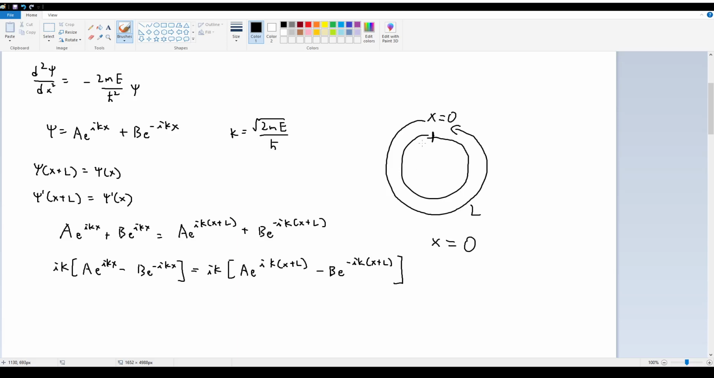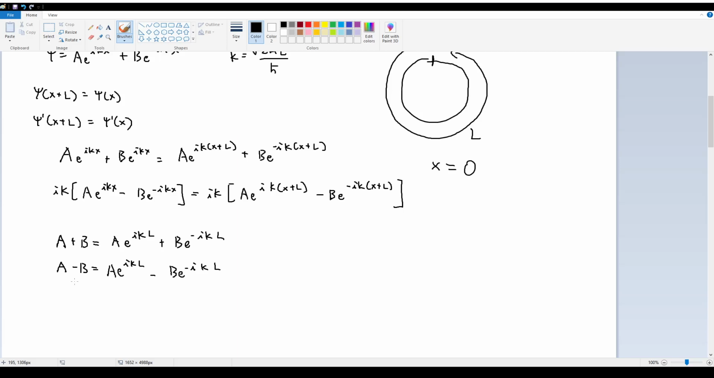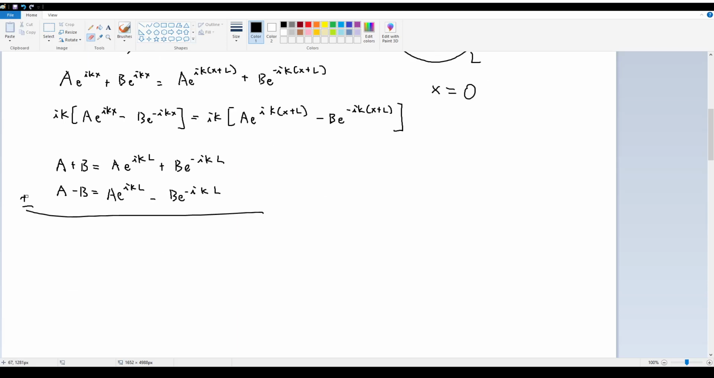If we apply that to this boundary condition, then we have A plus B is equal to A e to the ikL plus B e to the negative ikL. And then we have the ik's cancel out of both sides of the bottom. We have A minus B is equal to A e to the ikL minus B e to the negative ikL. And at this point, from here, we can add or subtract to get two different conditions. So if we add, and you know what, let's write it this way.